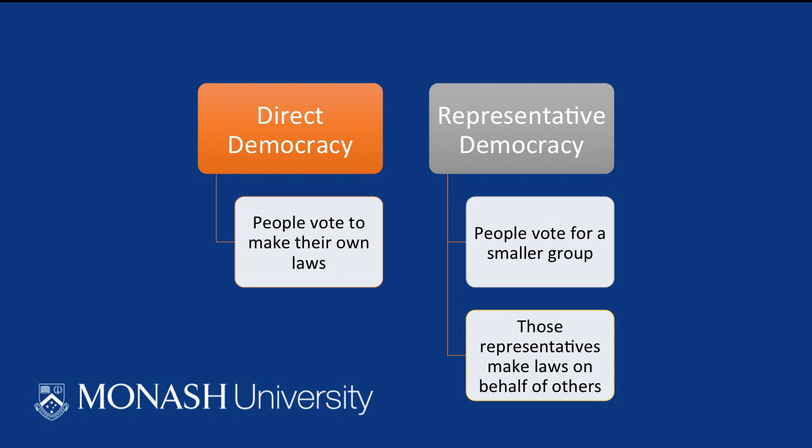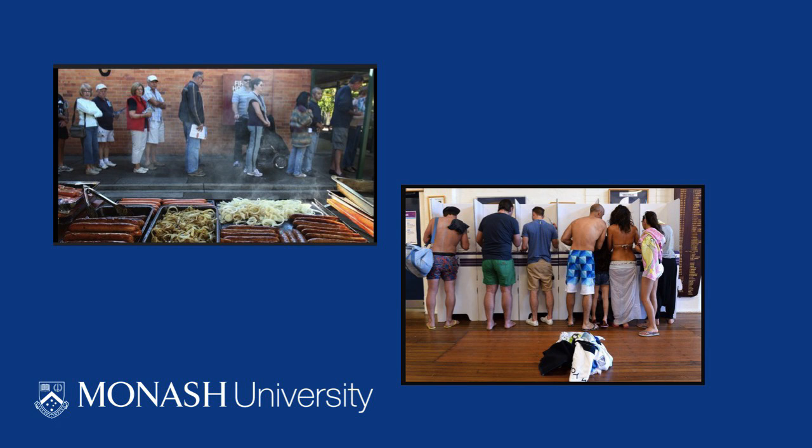The way that we express our view about whether Parliament has done a good job or not is through the ballot box. If we don't like the laws that the Parliament has enacted, then we elect different members of Parliament at the next election. That's an example of indirect democracy at work.